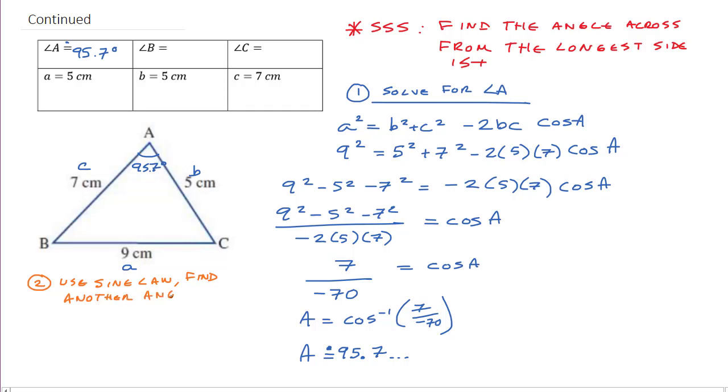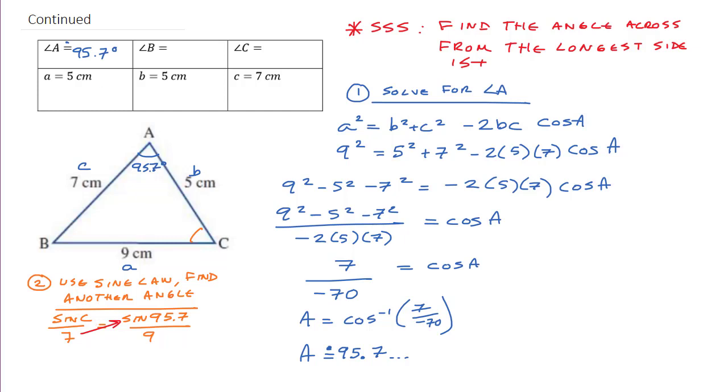It doesn't really matter, I think I'll just find C. There's C right there. So sine of C over the side across from it, which is 7, equals sine of A over 9. Here's where I'm going to recall that number when I do the calculation, 95.7. So what are you going to do? You're going to go 7 times sine of 95.7 divided by 9, take the sine inverse, and check if you get the same number as I do.